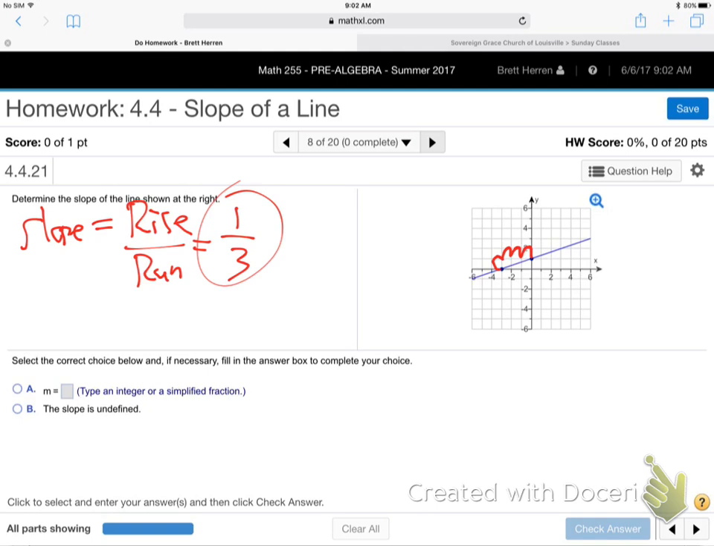Remember, rise is vertical movement. Run is sideways. This is the run. This is the rise. So again, it goes up 1 and over 3. Rise over run. Is that good? See how I figured just by counting the jumps. First I went up, then I went over. Just count the jumps.